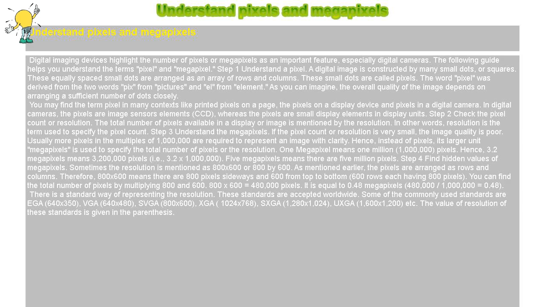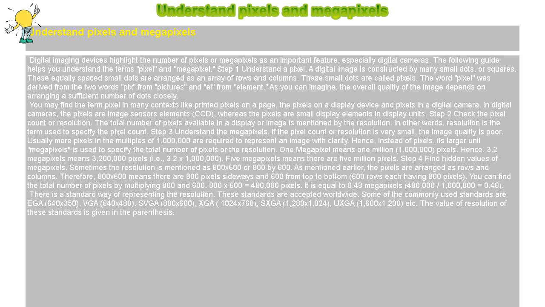You can find the total number of pixels by multiplying 800 and 600. 800 × 600 equals 480,000 pixels. It is equal to 0.48 megapixels, 480,000/1,000,000 equals 0.48. There is a standard way of representing the resolution. These standards are accepted worldwide.